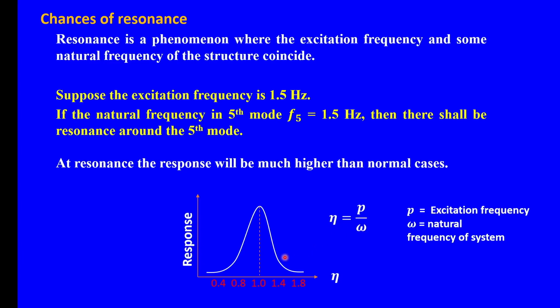Here, gradually as we approach the value of eta towards unity, the response gradually increases, and it attains a maximum peak when eta equals 1, or at resonance. Gradually again on the right hand side, as the eta value increases, the response decreases again. So at resonance and around the resonance, the response quantity is very high, and at that point it can cause damage to the structure.